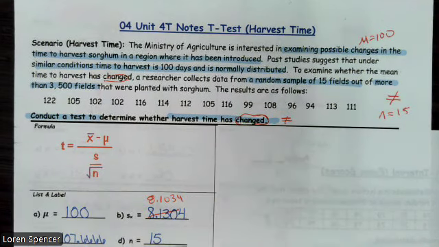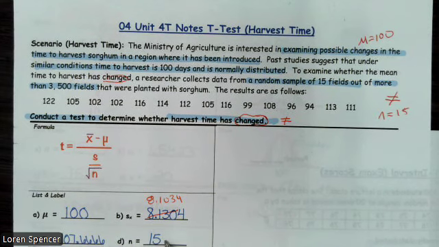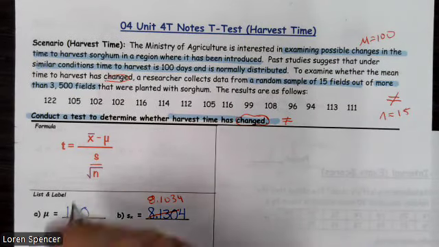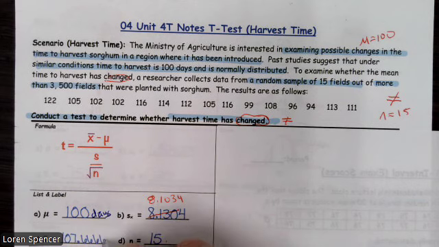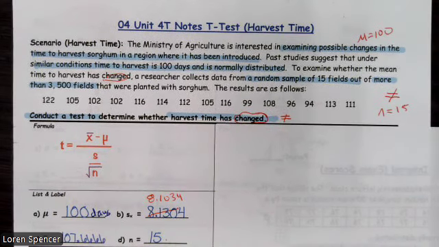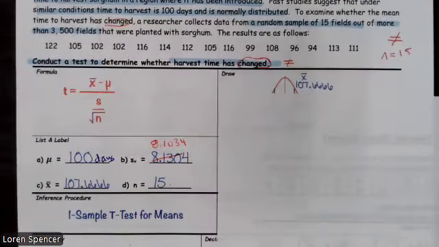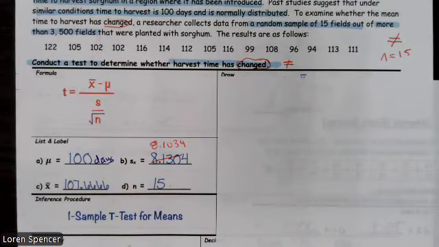And because we're using the sample standard deviation, this makes this a t-test. We know our sample size is 15 and we know the claim is, in this case, 100 days. And technically, this is also days. So we're going to run a one sample t-test for mean.